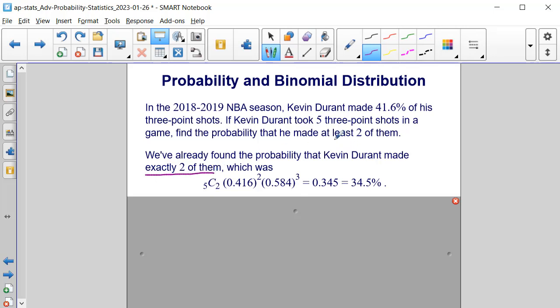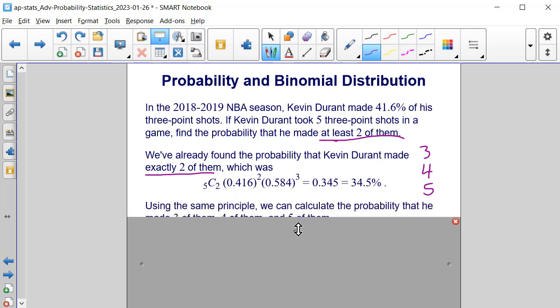And our question says at least 2 of them. Well, what if he made 3 of them, or 4 of them, or 5 of them? Well, the same principle can be used there. We're going to calculate the probability that he did make 3 of them, 4 of them, and 5 of them.